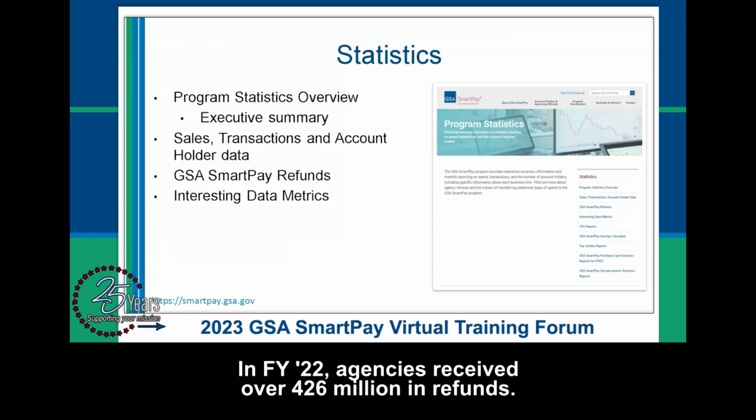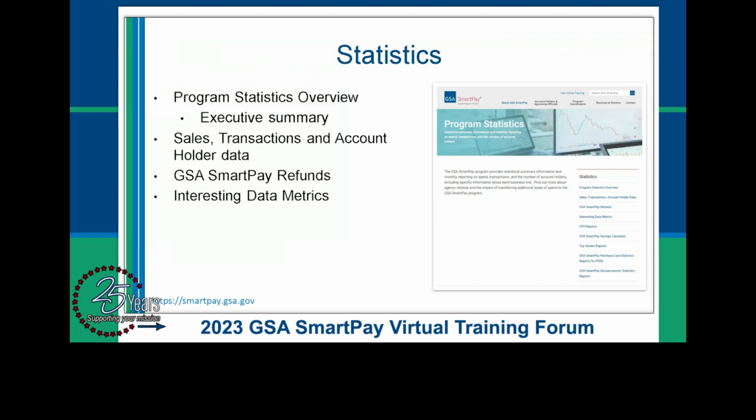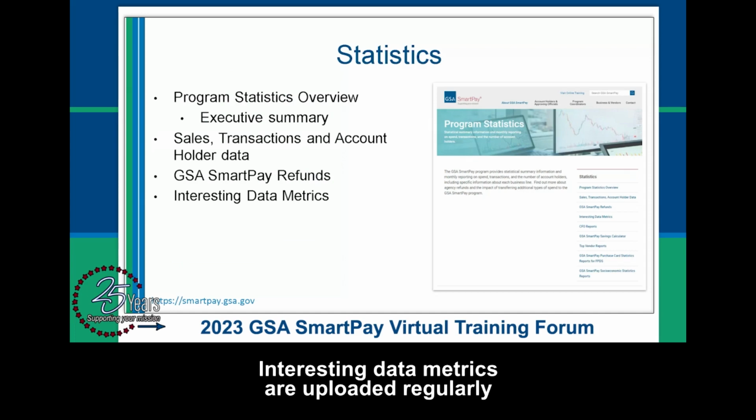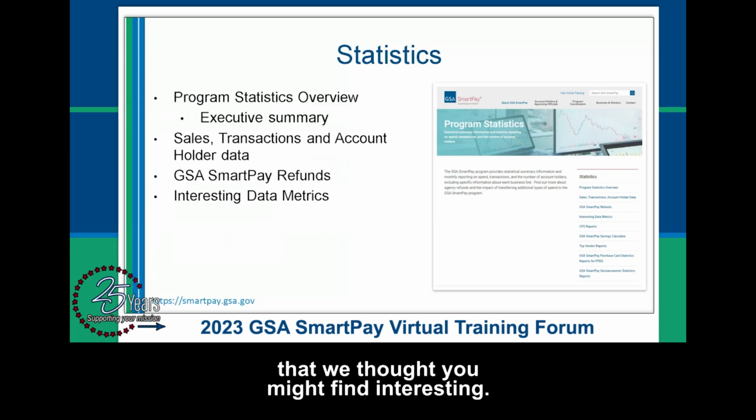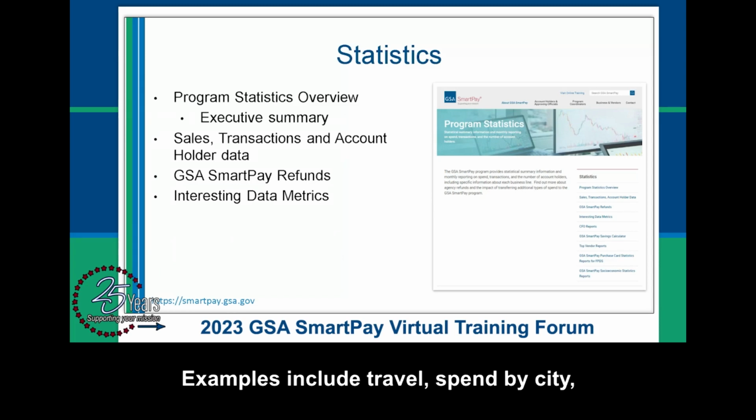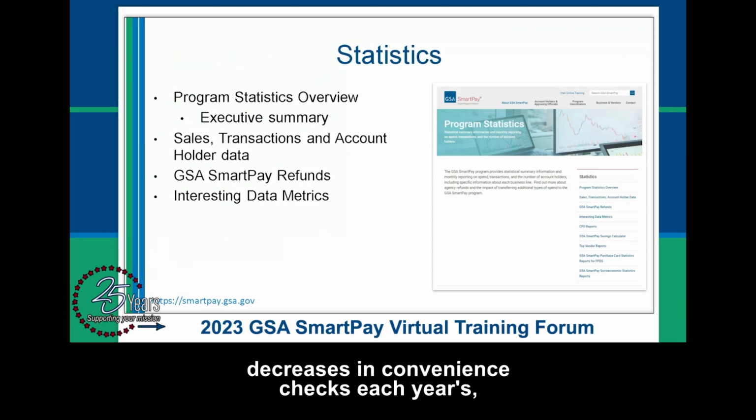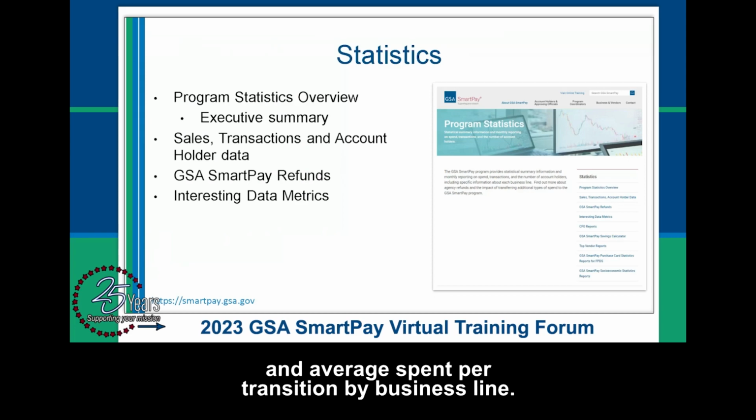In FY22, agencies received over $426 million in refunds. Interesting data metrics are uploaded regularly and include statistical information chosen by GSA that we thought you might find interesting. Examples include travel, spend by city, decreases in convenience checks each year, and average spend per transaction by business line.